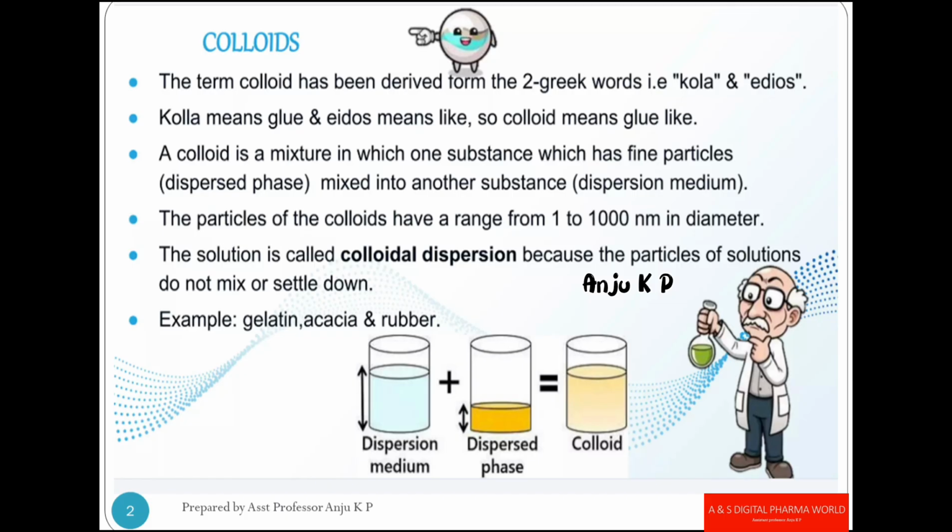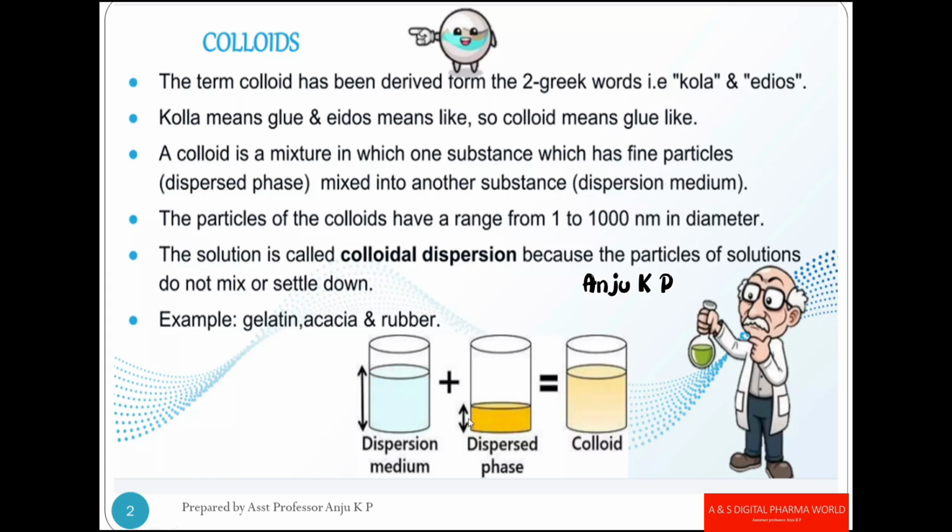So what is dispersion? Dispersion is the distribution of one substance throughout another phase. Dispersed phase means the substance present as small particles. The dispersion medium means the substance in which the particles are distributed. We can give the example of milk. In milk, the dispersed phase is fat droplets and the dispersion medium is water.